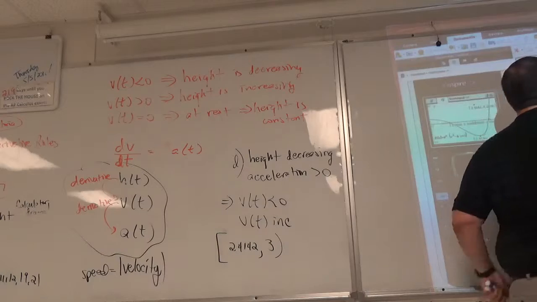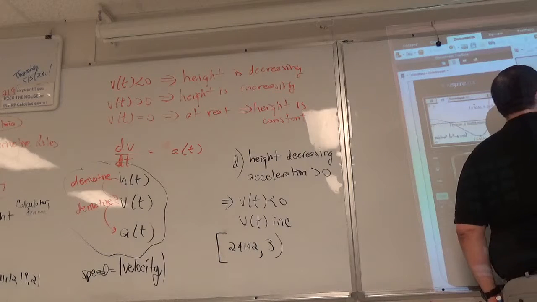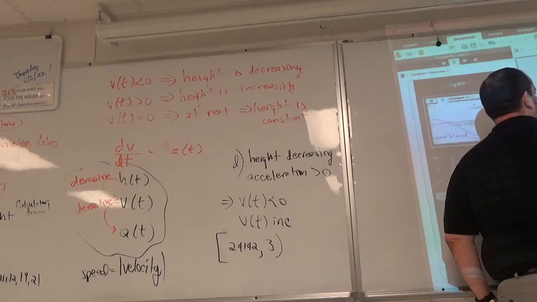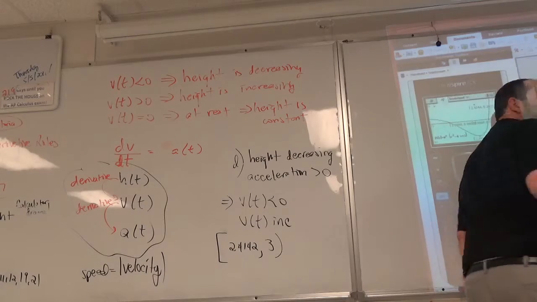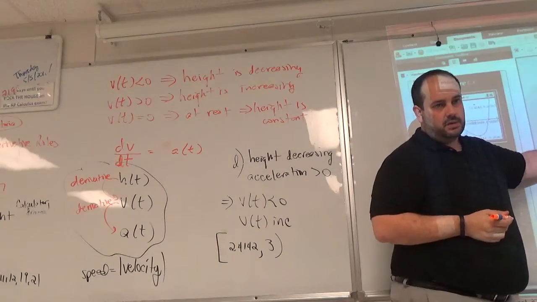Decreasing. Speed is decreasing on this first interval. And on this interval, the two things you can tell me about the velocity, because you can see it, you can say that the velocity is positive and the velocity is decreasing. Velocity positive and velocity decreasing.